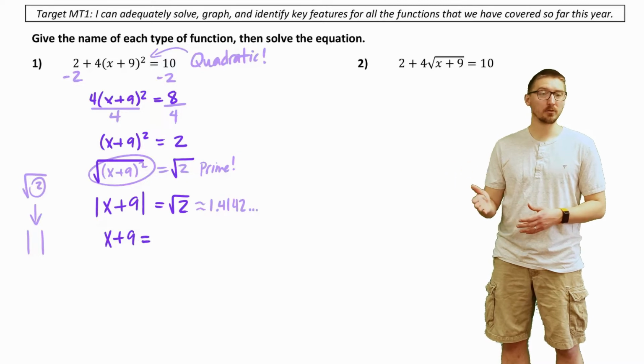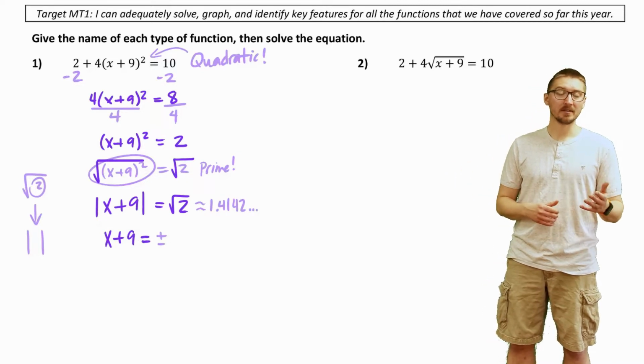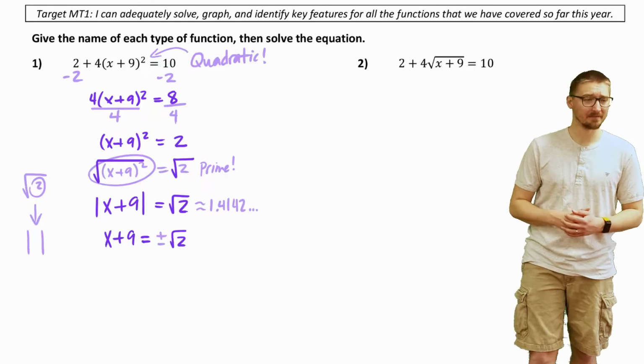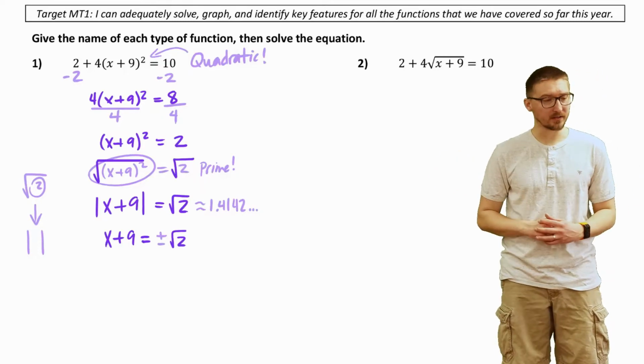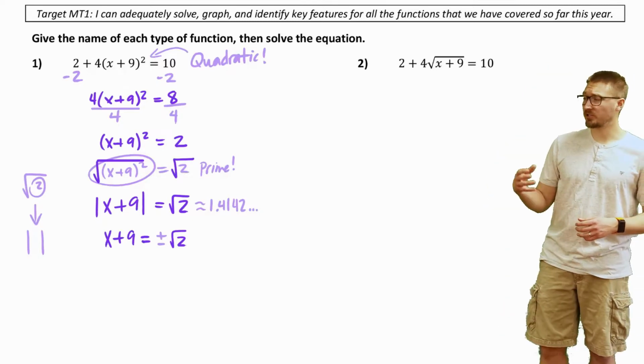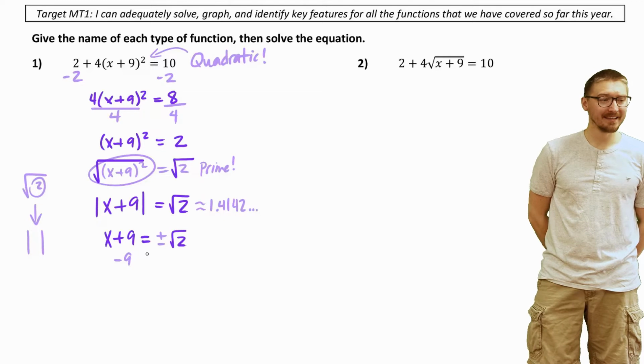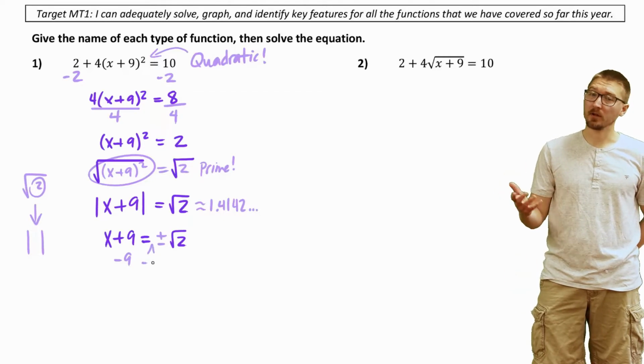Now we just have x plus 9 equals positive or negative square root 2. To get rid of the plus 9, which is the only other thing over there on that left-hand side, we're going to just subtract 9 and subtract 9. Now, you have to recall, subtracting 9 goes in front of the plus or minus sign.